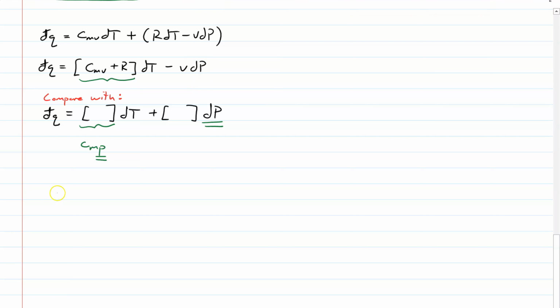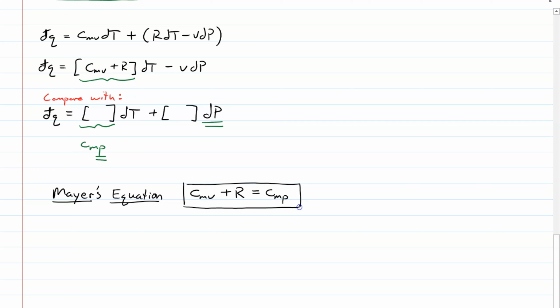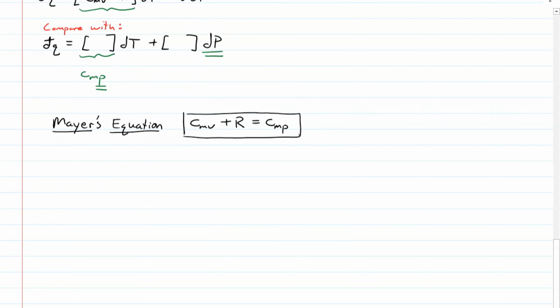So what we've been able to derive here is what's called Mayer's equation. CmV, molar specific heat at constant volume, plus R is equal to CmP. So we know that the specific heat at constant pressure is bigger than the specific heat at constant volume, but by how much? The difference is R, so one of them is bigger than the other by an amount R. That was what we were trying to derive in this lecture.